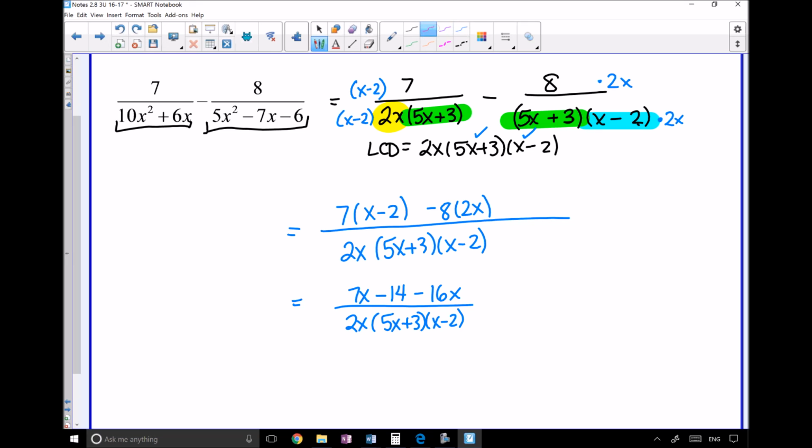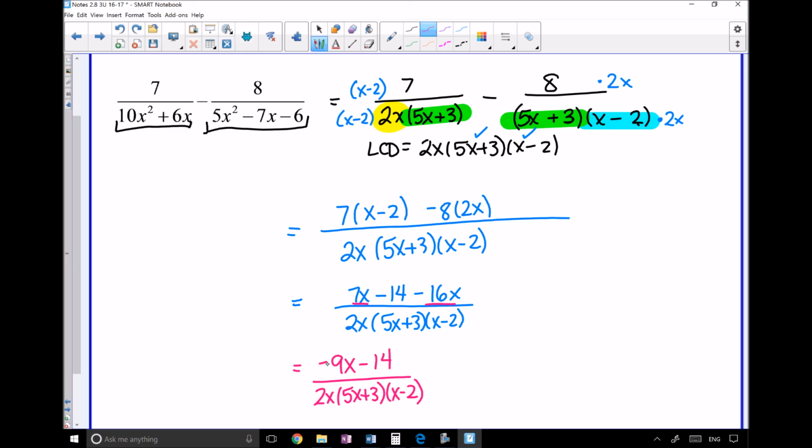Okay, now I'm going to put together my like terms. 7x is like negative 16x, so that gives me negative 9x, and then I have a minus 14, all over 2x times 5x plus 3 times x minus 2. Okay, then I'm going to look at my numerator and see if I can factor that numerator. Is there a GCF? There's nothing in common right here. I mean, I guess I technically could factor out a negative 1, but it really doesn't help me out at all because there's nothing to cancel out with on the bottom in the denominator.